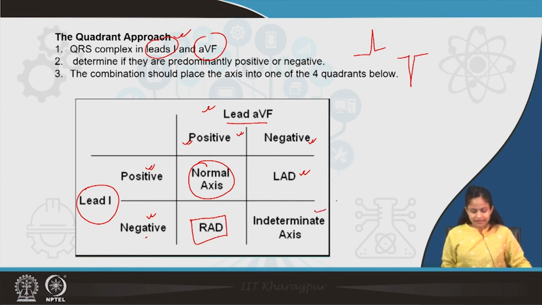And in case of negative deflections, when both the leads are negative, that means it is an indeterminate axis. If you just want to calculate the same using Einthoven's triangle, you will also get the same results. So, this is all about the quadrant approach. You have to remember these combinations, and you should place the axis into any one of the 4 quadrants below.